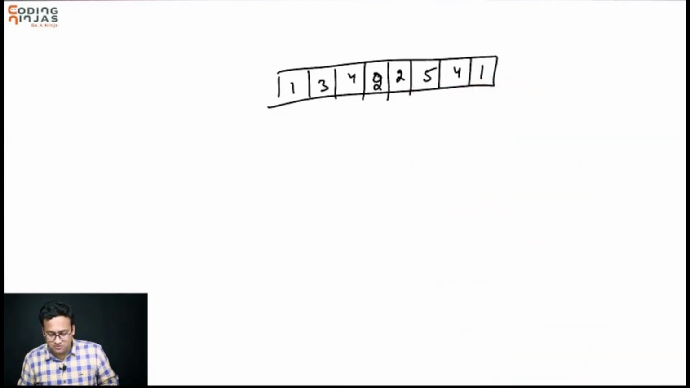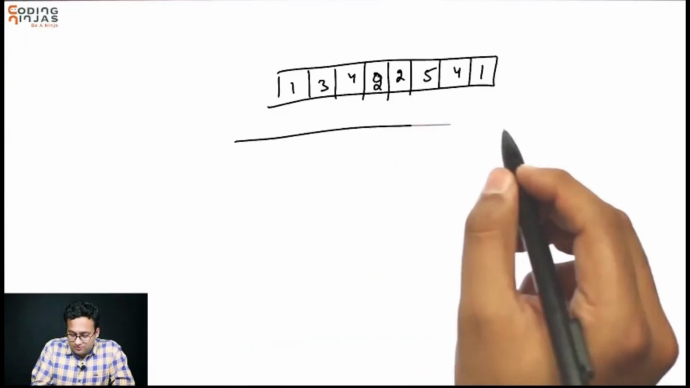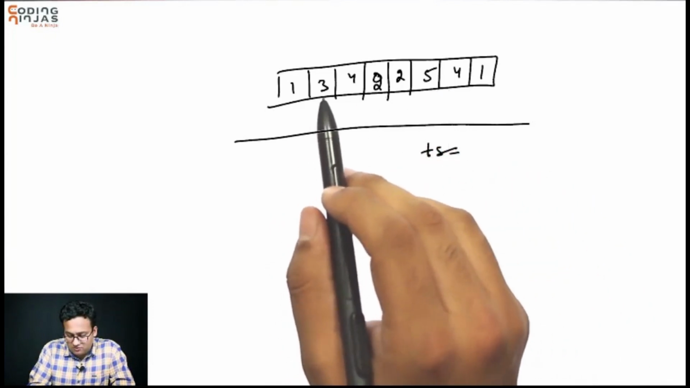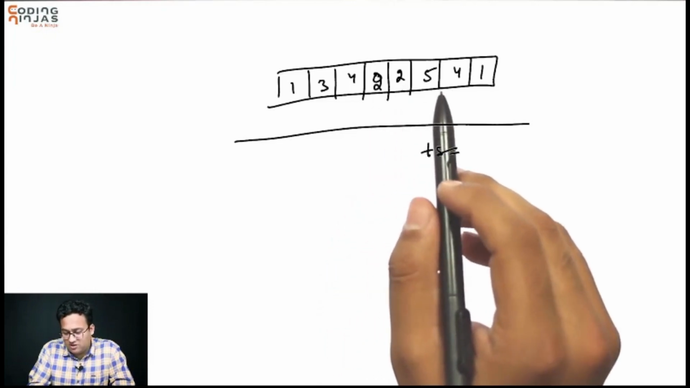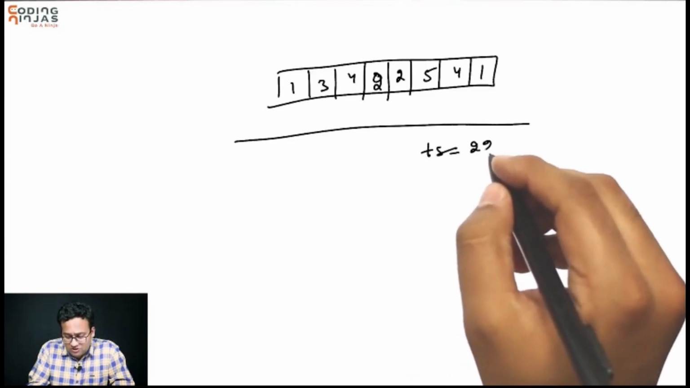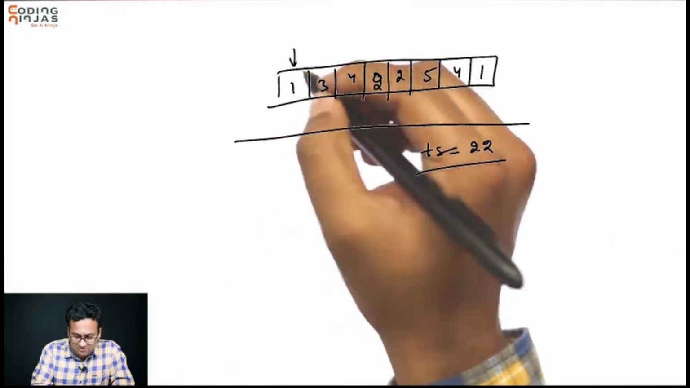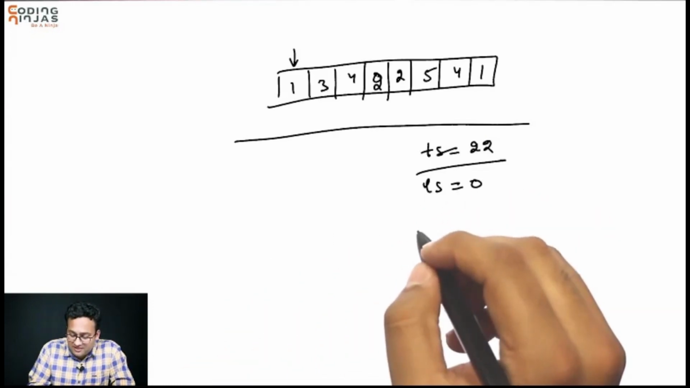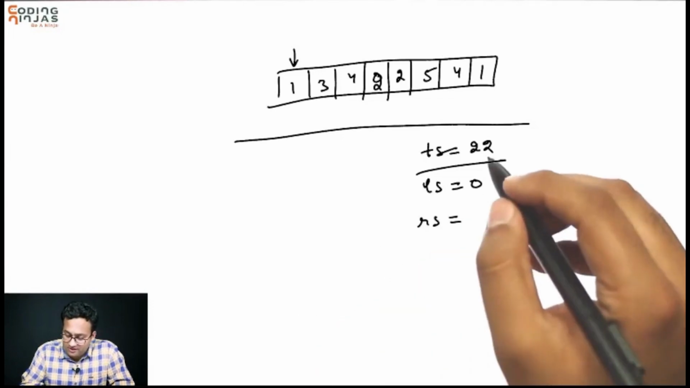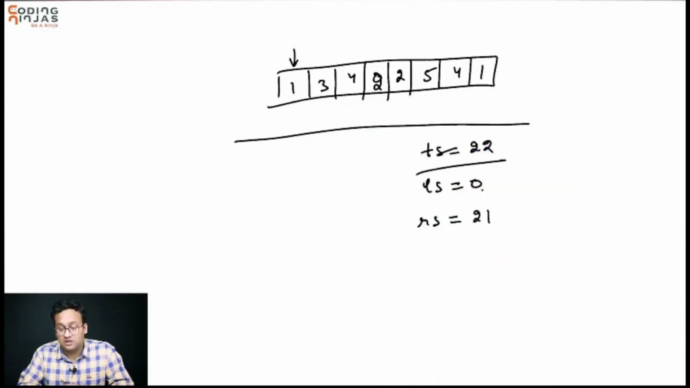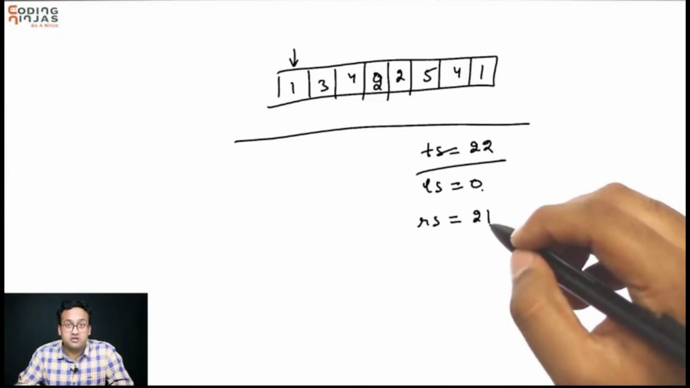Okay, so let's take this example. Now the way I'm doing it is I'll find the total sum. So I'll go through this array once. 1 plus 3, 4, 8, 10, 12, 12 plus 5, 17, 17 plus 5, 22. So total sum is 22. First of all, this becomes my index, my left sum is 0, right? So I find the right sum. How do I find it? 22 minus 0 minus the current number. So I find the right sum to be 21. Are these two equal? No, they are not equal.